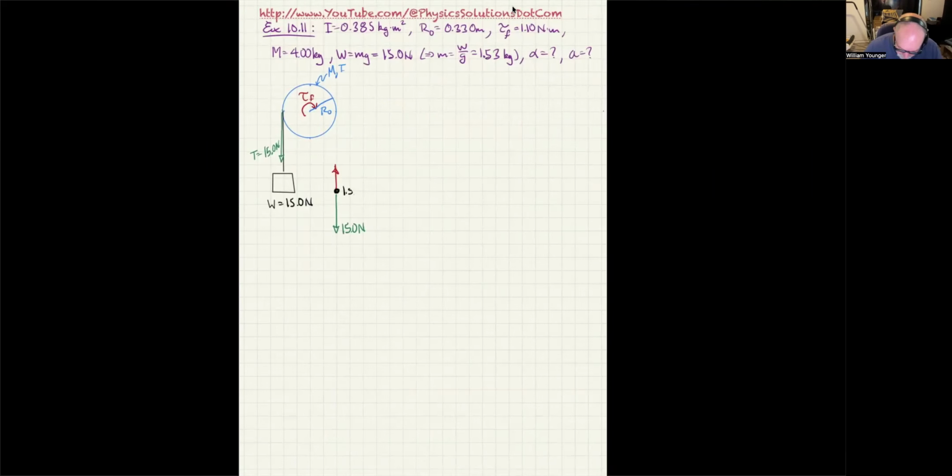All right, now we'll move on to the next example, and this is example 10-11 or 10.11, and it says pulley and bucket. I'm sorry, I keep yawning, but pulley and bucket.